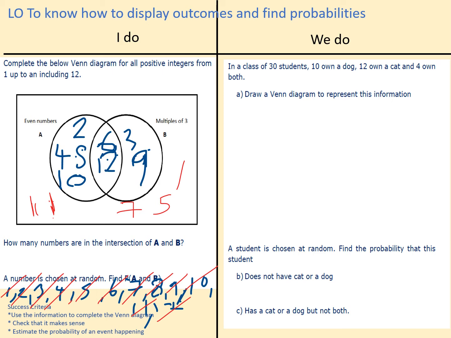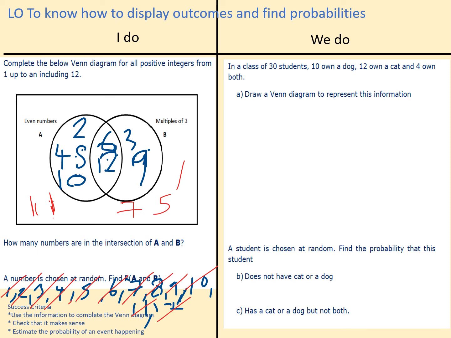We then need to make sure we check for which numbers are missing. So if we go through and we cross them out, so 1 isn't in A or B, so that goes on the outside. 5 isn't in the circles, so that goes on the outside. 7 isn't in the circle, so it goes on the outside. And then finally 11, that's the only one that's missing.